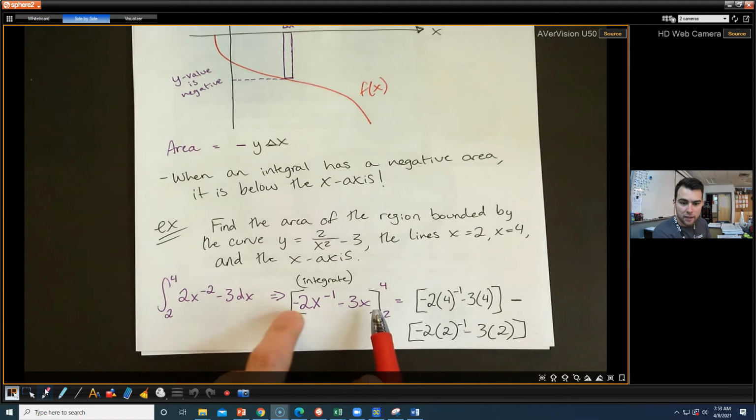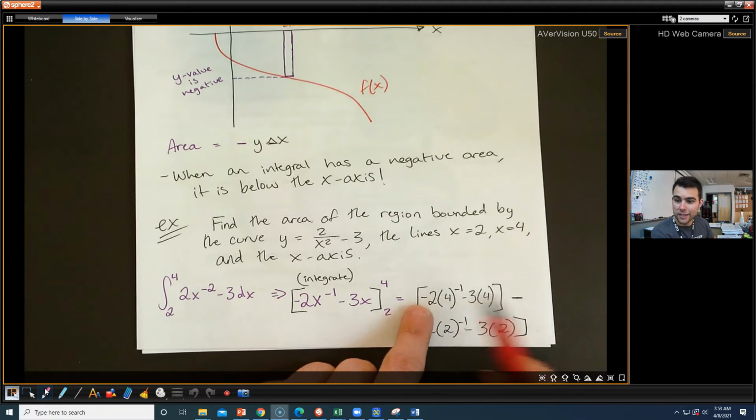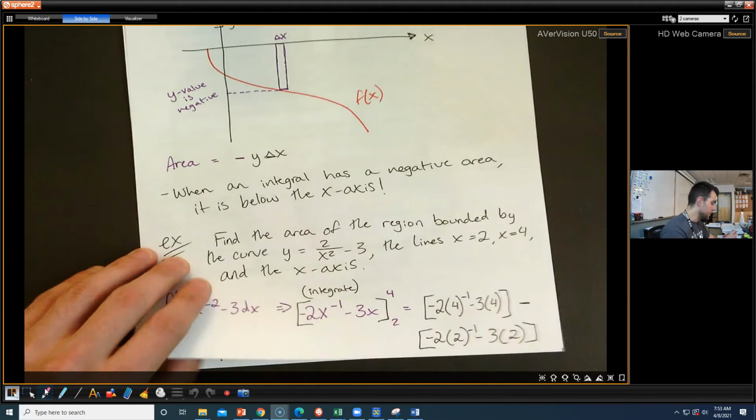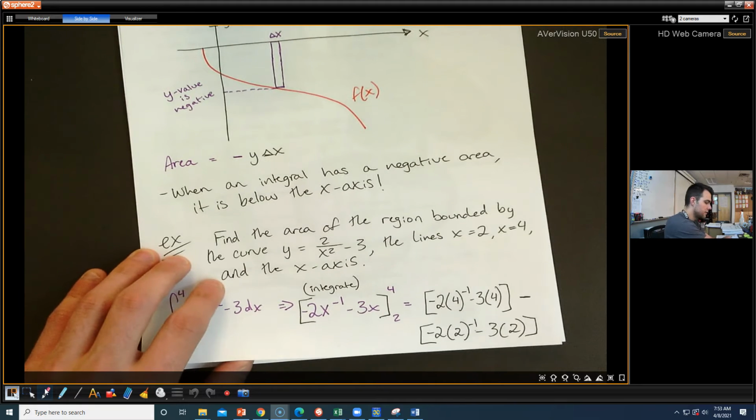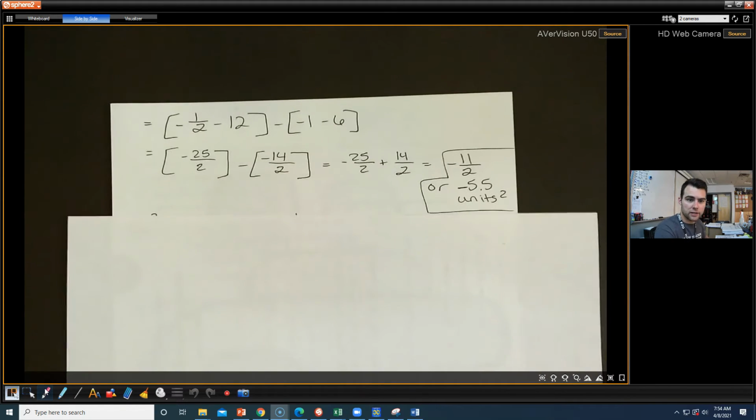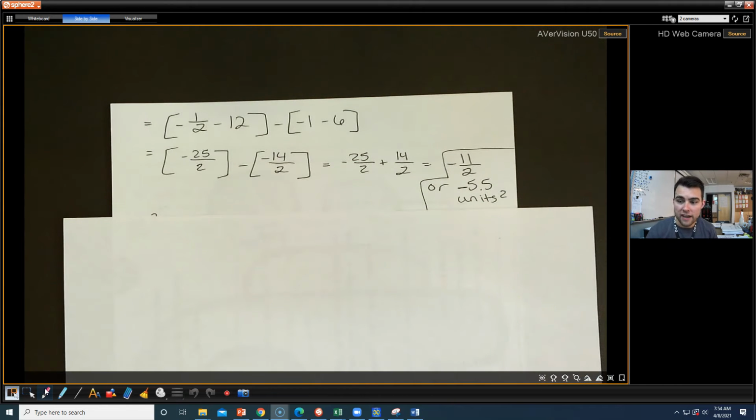So now I'm going to take this function, plug in 4, and then subtract the same function when I plug in my lower bound, and let's see what answer I end up getting, should be negative. And if we go through these steps right here and we simplify, I end up getting a result of negative 5.5 units squared, which confirms our suspicions. It is indeed below the x-axis.